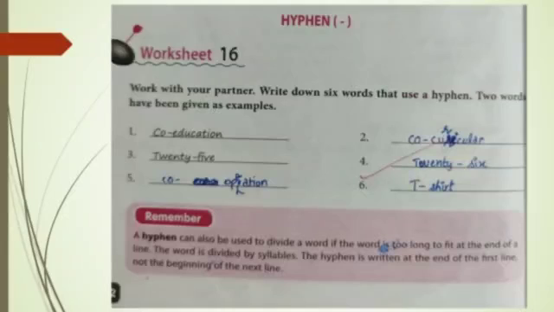Worksheet 16, hyphen. The hyphen is a shorter line than the dash and is used to connect the parts of a compound word, and it is also used to connect parts of a word divided at the end of the first line, not the beginning of the next line. Here some examples are given to you: co-education, cooperation, co-curricular, t-shirt. Like this you can use a hyphen in many other compound words.